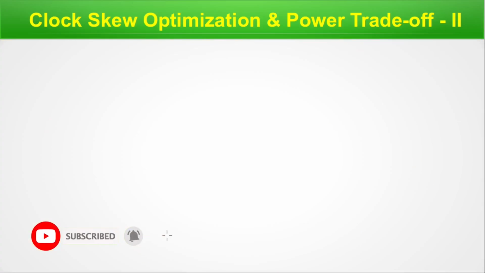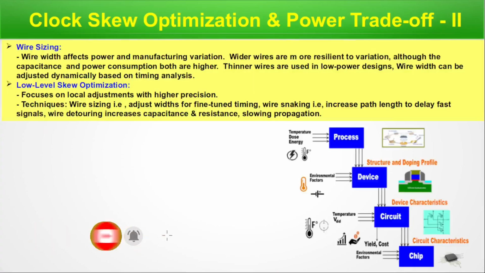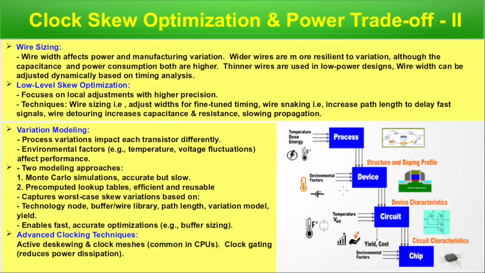So now clock skew optimization and power trade-off. This is the second slide. This is a diagram. We have already used it in the variability episode. So here process level, device level, circuit level and chip level variability factors are mentioned.